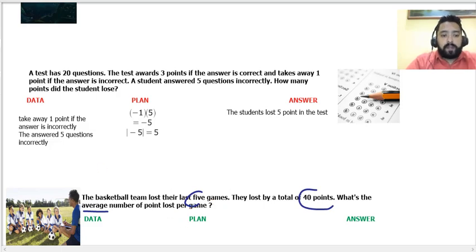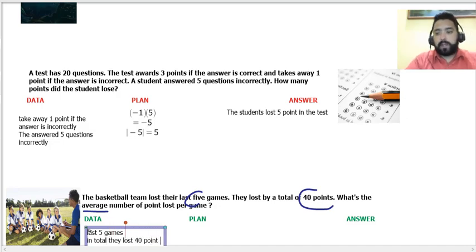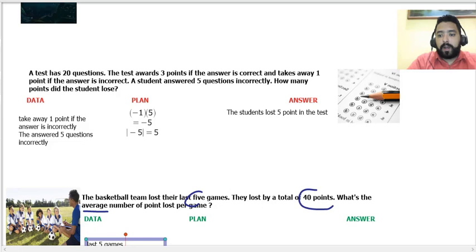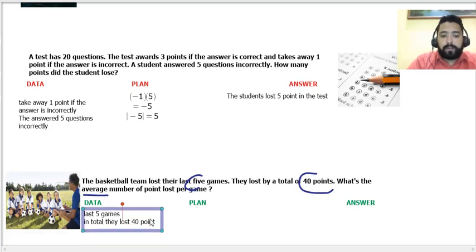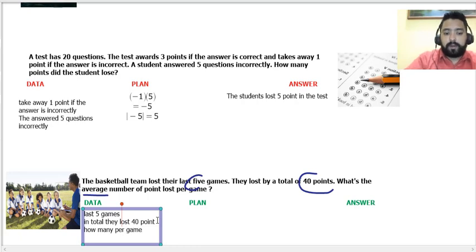So in our data, we are going to write it. 40 points, last 5 games, because they played 5 games. In total, they lost 40 points in all the games. And then we need to know how many per game. So we're going to write it here: how many per game?